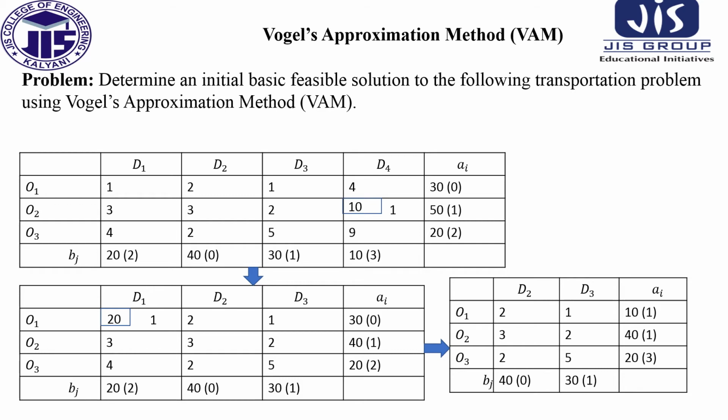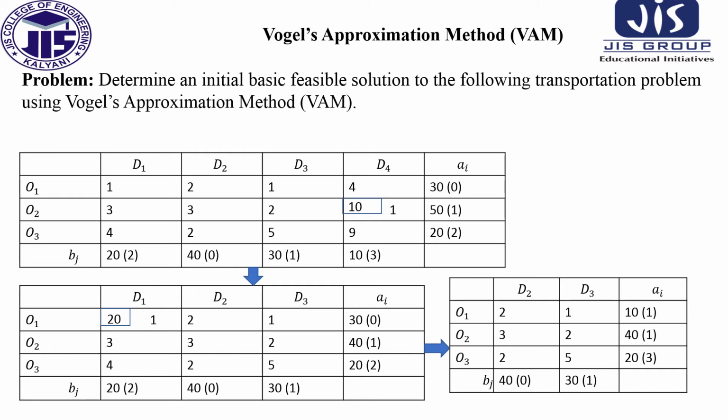Okay, so in this D4 column, what are the costs? 4, 1 and 9. So you select the cell with minimum cost. So we select the 2, 4 cell. Okay, so in the 2, 4 cell the cost is minimum. Now for this 2, 4 cell, what is the supply value and what is the demand value? Supply value is 50 and demand value is 10. Which one is minimum? We allocate here. So between 50 and 10, 10 is the minimum. So we allocate here 10.